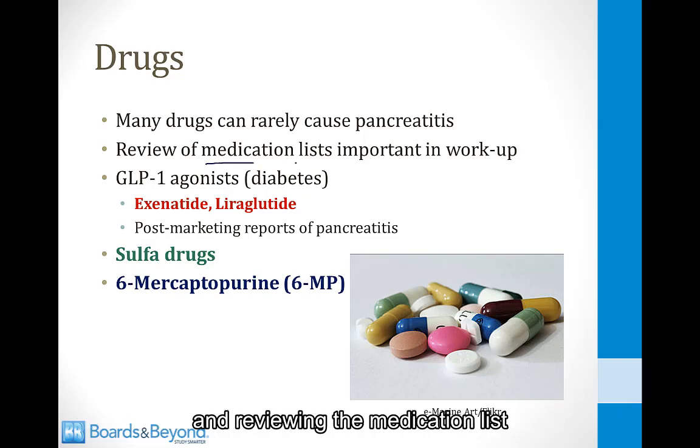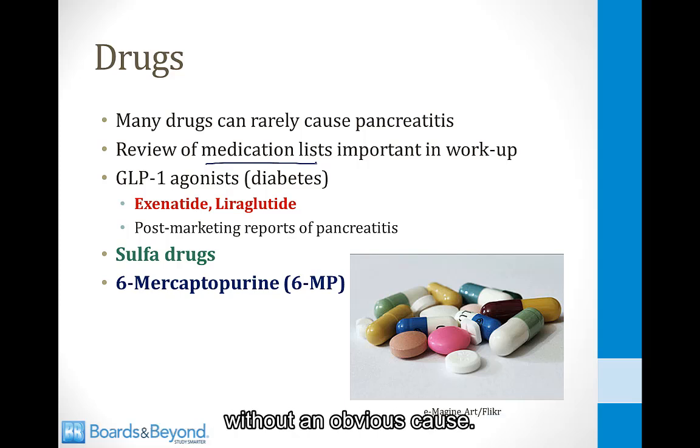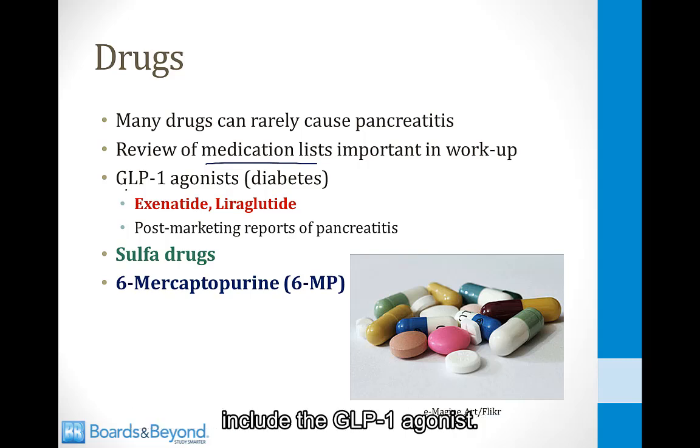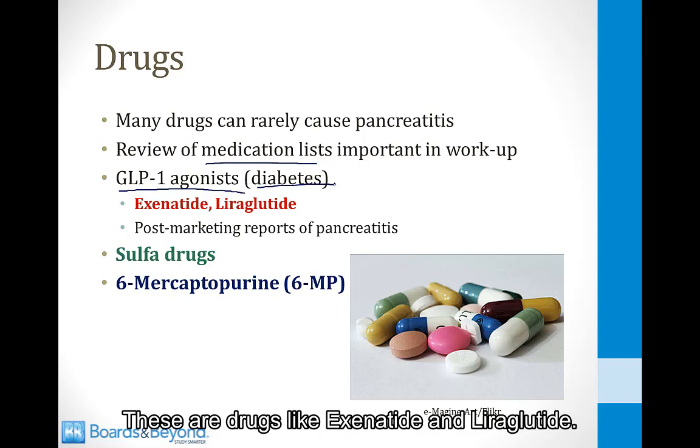There are a number of drugs that have been reported to cause acute pancreatitis in a small number of patients, and reviewing the medication list is an important part of the workup of any patient who presents with acute pancreatitis without an obvious cause. Some of the drugs that may trigger pancreatitis that are worth knowing for step 1 include the GLP-1 agonists. These are drugs that are used to treat diabetes. These are drugs like exenatide and liraglutide.